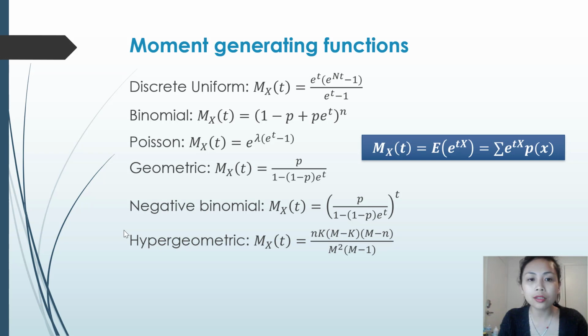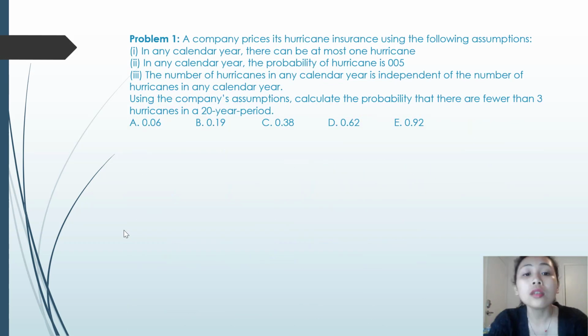Now we are going to practice the first problem. A company prices hurricane insurance using the following assumptions. In any calendar year, there can be at most 1 hurricane. In any calendar year, the probability of a hurricane is 0.05. The number of hurricanes in any calendar year is independent of the number of hurricanes in any other calendar year. Using these assumptions, calculate the probability that there are fewer than 3 hurricanes in a 20 year period.